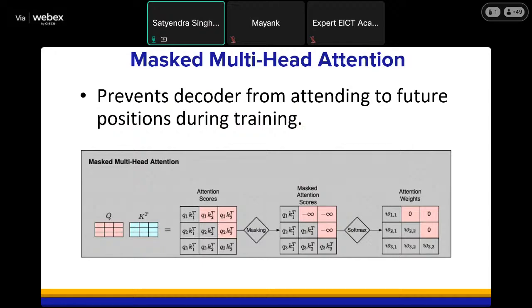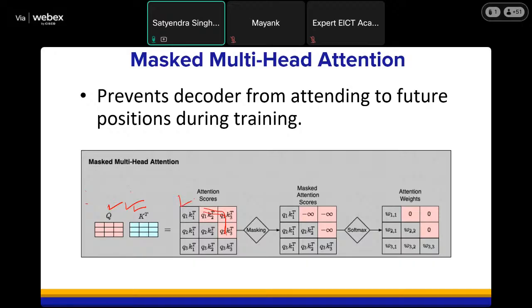Because the decoder is going to generate one word at a time. So we want the attention to be calculated with respect to the previous words that have been generated, not with the future words. So when we calculate the attention score, when we multiply q with the key matrix, then for the attention score that we calculate, we mask the future tokens.